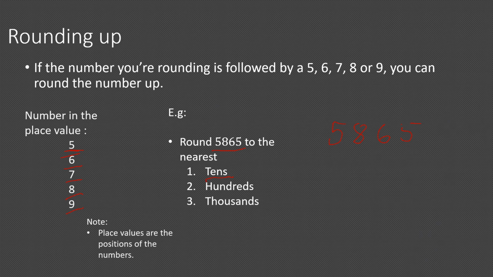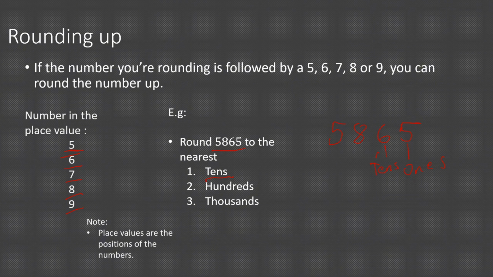Now something about 5,865 is that it has place values. The first one is the ones or units. The second one is the tens. The third is the hundreds, and the fourth is the thousands. These are what we call place values or place units. So we're to round to the nearest tens.